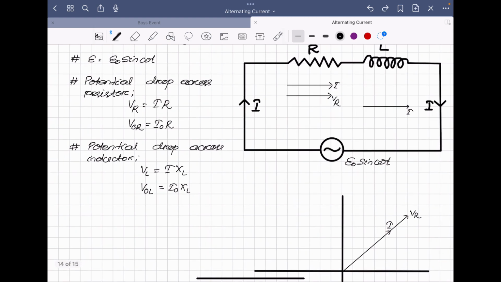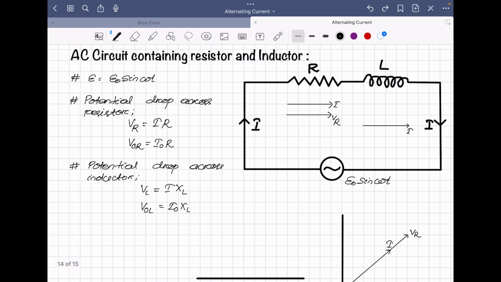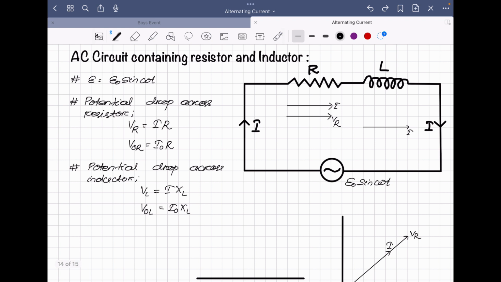Then as we know, the same current flows through the inductor in the same direction. So in the phasor of inductor, we know current lags behind the EMF by phase pi by 2, or we can also say EMF leads current by phase pi by 2. As we have I here, that means current is here, so here we have to draw an EMF which leads the current. That means here we have to draw the EMF just like this, or you can say potential drop just like this.